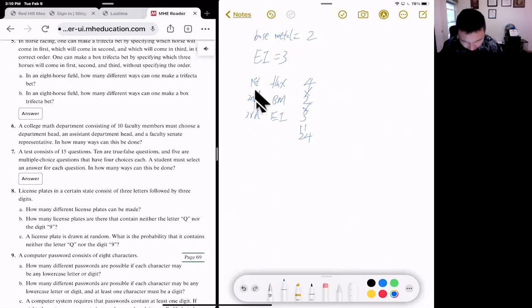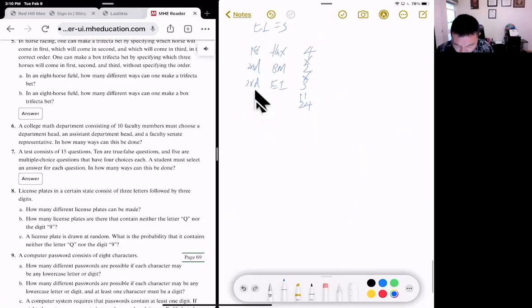Okay, so we should think of this experiment as how many steps? We have 10 people, and we should choose a department head, assistant department head, and senate representative. We choose from these 10 faculty. So which counting method should we use? We should use combination or permutation.